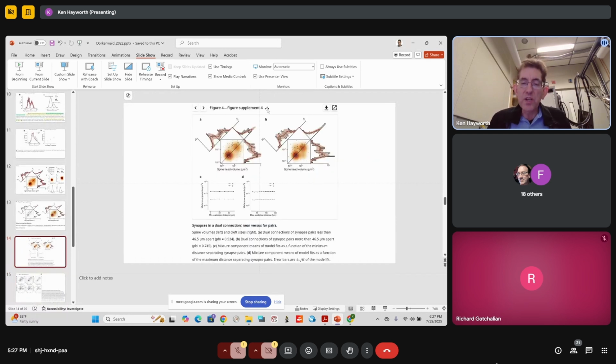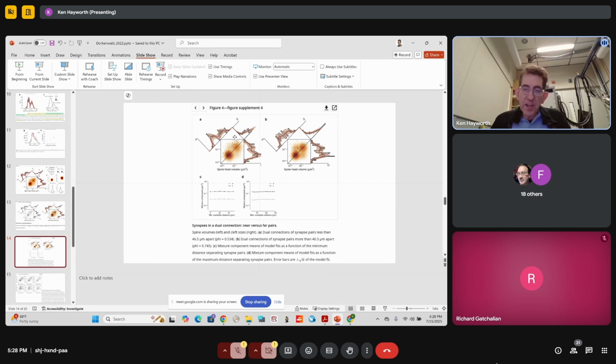One thing they do in a supplement is separate this data based upon whether the two synapses are closer together than the mean of 46.5 microns apart, or more separated than that. Let me read this to make sure I got that right. In A, dual connections of synapse pairs less than 46.5 microns apart, and in B, dual connections that are more than 46.5 microns apart.